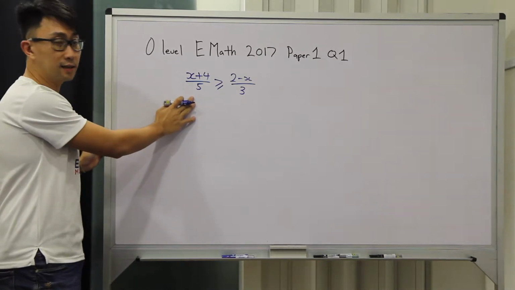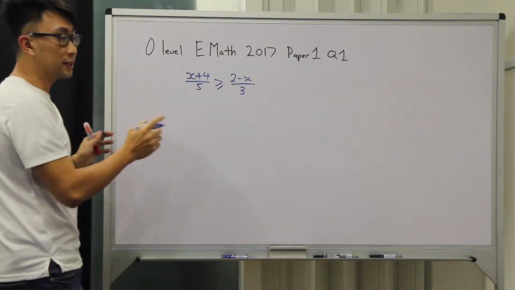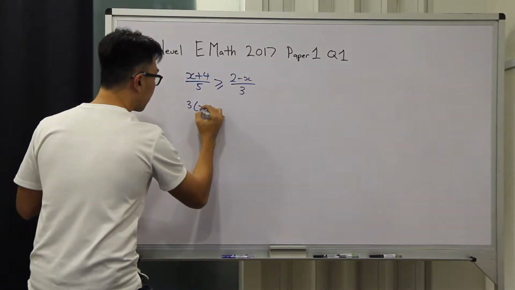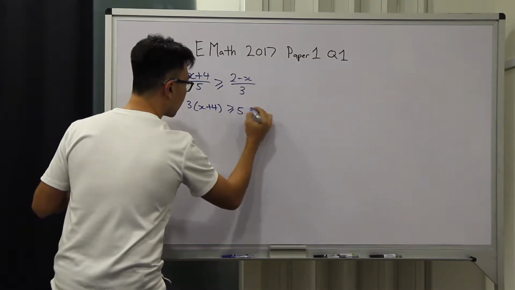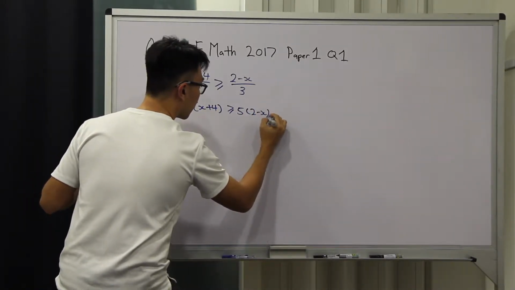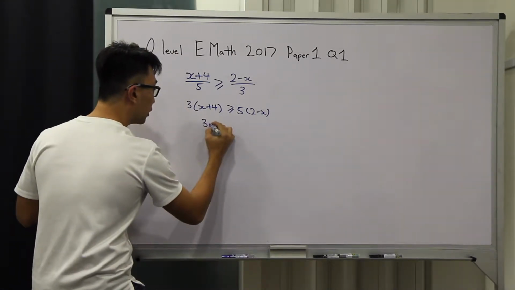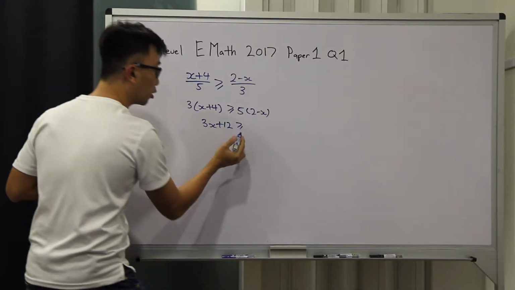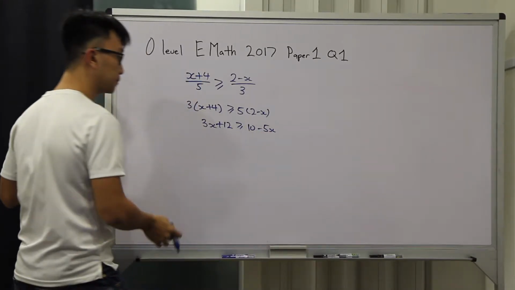As we can see here that there are fractions on both sides of the inequality, so it will be better for us to do a cross multiplication first. Next will be to expand. So we'll have 3x + 12 more than or equals to 10 - 5x.